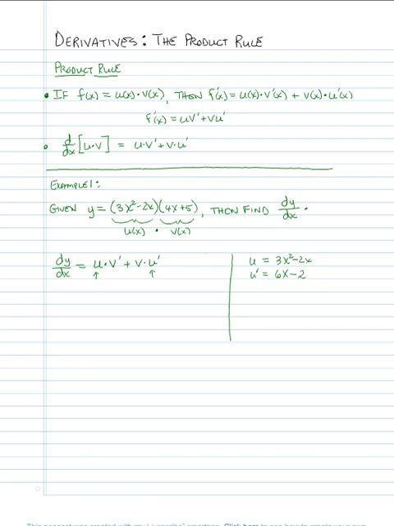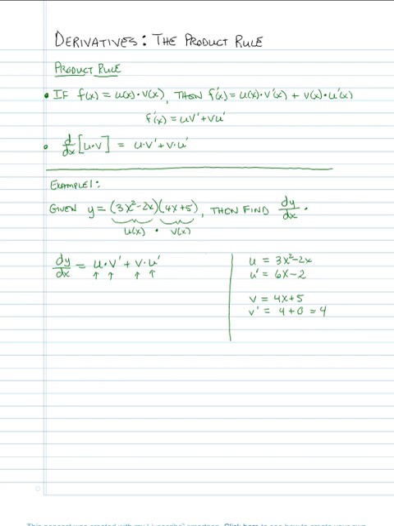Now, we also need v prime, but we also need v. And of course we have to start with v to find v prime. That is, we have to start with the function v, which we identified above as 4x plus 5. And then once we know what v is, v prime is very easy to calculate here. We would get the derivative of 4x, which is just 4, plus the derivative of 5, and the derivative of a constant is just 0. And so in this case, v prime is simply 4.